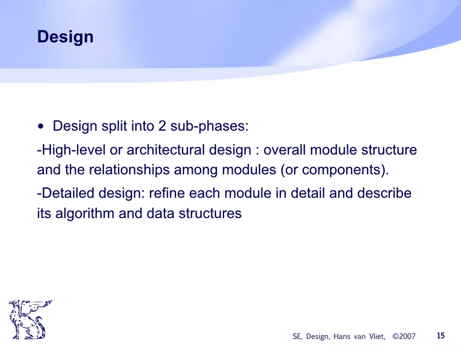We can split the design phase into 2 sub phases. The first one is high level design and the next one is detailed design. High level design is also called architectural design. Architectural design does not show you all the details, it shows just the overall module structure and the relationship among modules. That means you will divide your whole model into different components, smaller parts, and then show the relationship between those smaller parts. That's our architectural design.